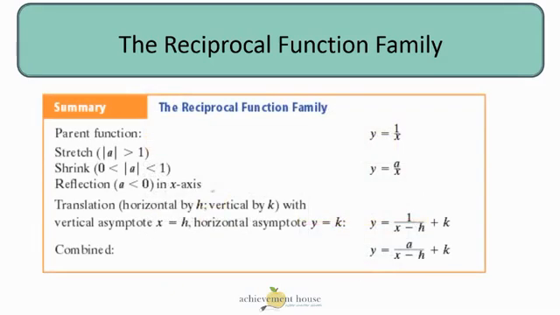So here are your basic properties of the reciprocal function family. So the parent function is 1 over x. That's when h is 0, k is 0, a is 1. If the absolute value of a is greater than 1, then the graph will stretch. If the absolute value of a is in between 0 and 1, the graph will shrink. If a is less than 0, then there will be a reflection along the x-axis.